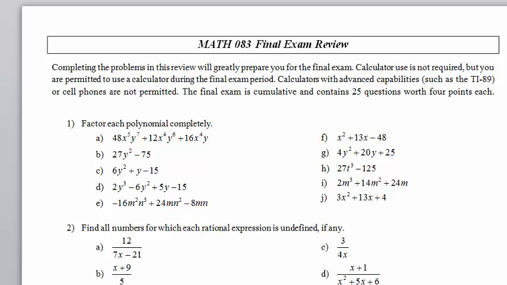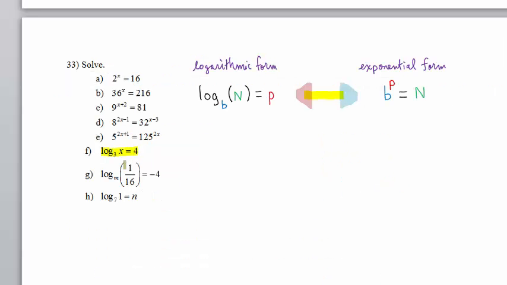Math 083 Final Exam Review, Problem 33, Parts F, G, and H. We are going to solve these logarithmic equations for x, for m, and for n.